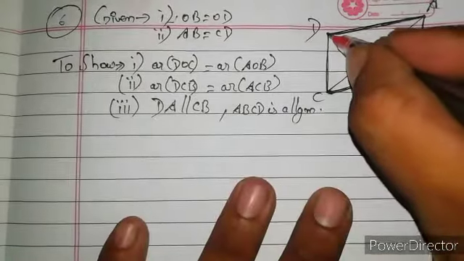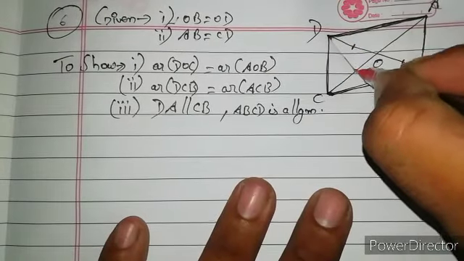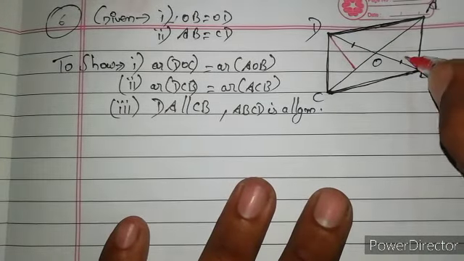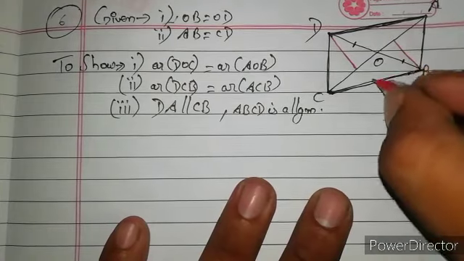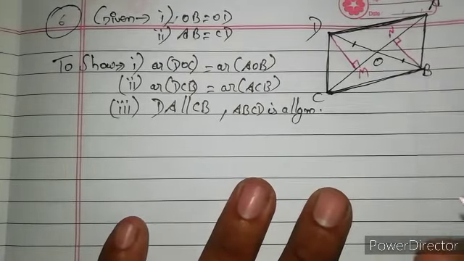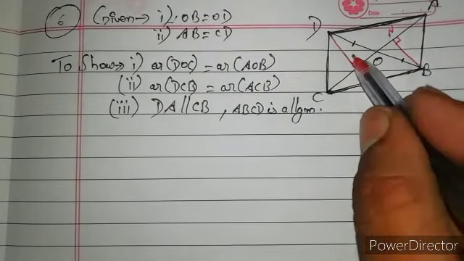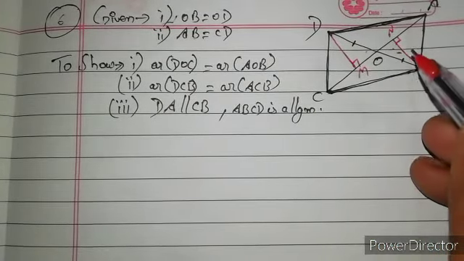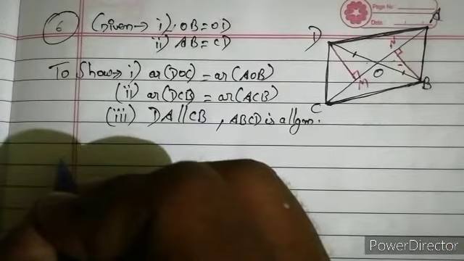From D we have to draw a perpendicular on AC, and from B also we have to draw a perpendicular. Name these points as M and N. So their angles will be 90 degrees each. First of all, we will prove these two triangles congruent. So let us prove this.